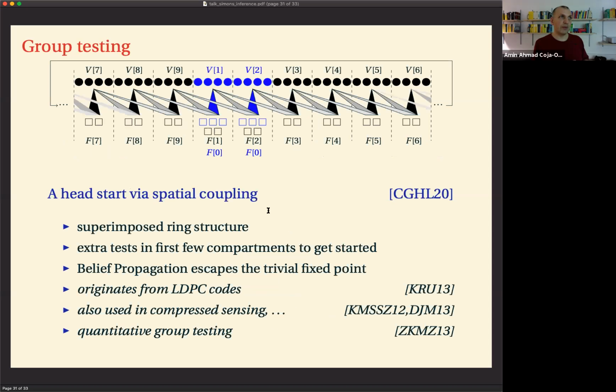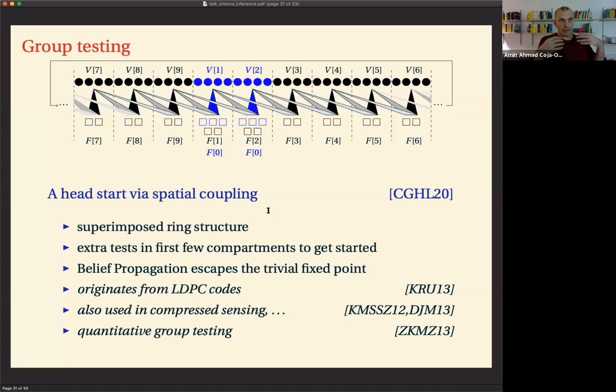On the other hand, in the group testing problem, we showed that there is another solution to the problem. There's another construction, another random factor graph model that you can use to solve the problem, precisely based on the idea of spatial coupling.